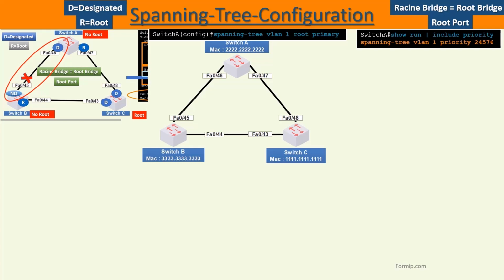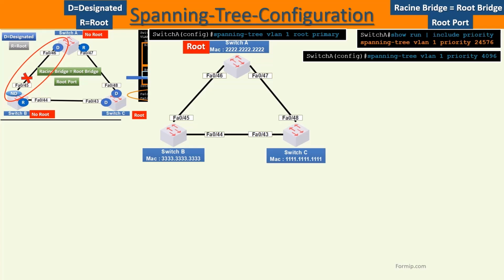24576. There is a second method to modify the priority of a switch, which is with the command spanning-tree vlan priority. This command allows you to modify the priority with the desired value. Here in this example, we specify the priority 4096. As switches B and C have a default priority of 32769, switch A becomes the root bridge.